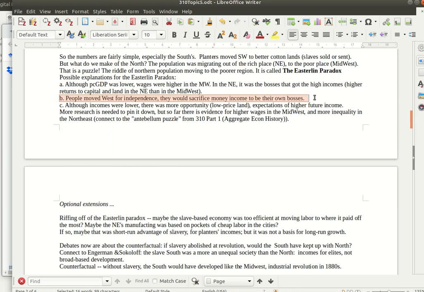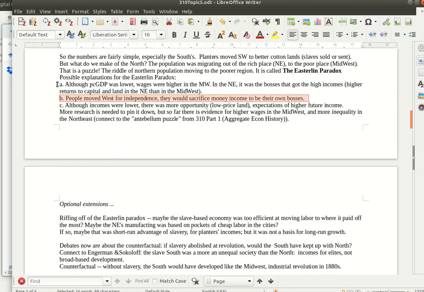This might harken back to our discussions of migration across the Atlantic in the colonial period and the question of whether coming to get land was something that particularly attracted the free migrants from Europe who came from societies where land ownership was exclusively the privilege of the nobles and very few others. Anyhow, be alert to the other two explanations for the Easterland Paradox as well.